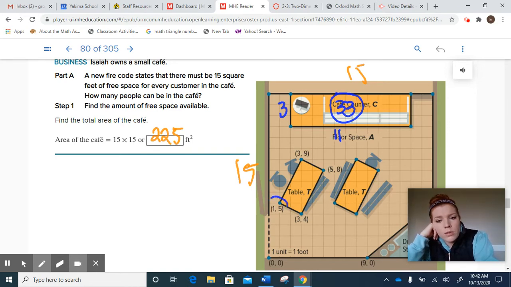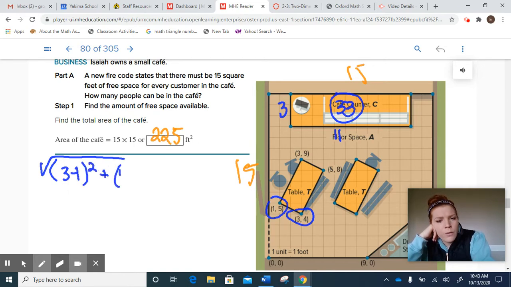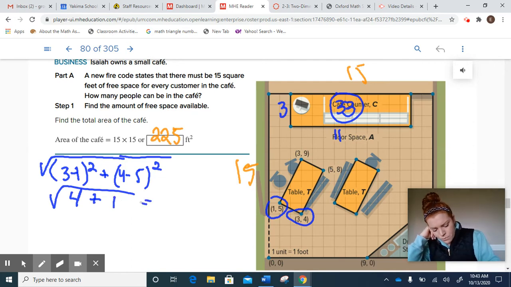So I'm going to do the width first. I'm going to use these 2 points and do the distance formula because it's a diagonal. It's not a perfect straight line, so I can't just count. So the width of a table is the square root of 3 minus 1 squared plus 4 minus 5 squared. Let's see. That is 2 squared, which is 4, negative 1 squared, which is 1, so square root of 5.